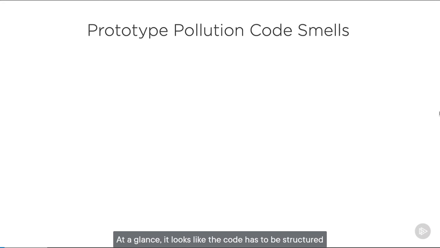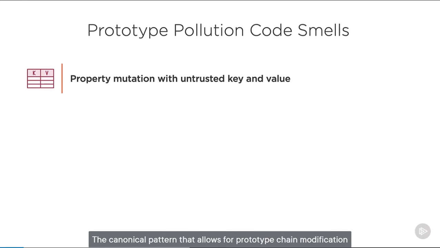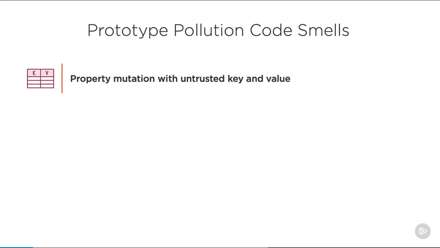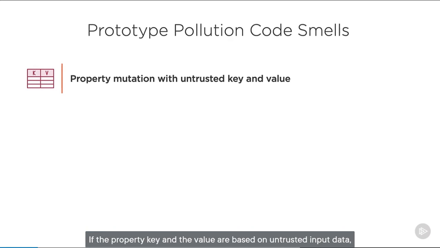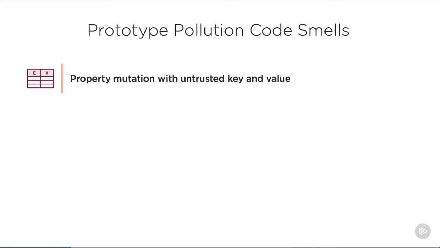At a glance, it looks like the code has to be structured in a very special way to allow attackers to take advantage of prototype pollution. The canonical pattern that allows for prototype chain modification is property mutation using the bracket notation. If the property key and the value are based on untrusted input data, the attacker can replace the prototype using the special __proto__ property or add a new property to it. Such a construct is often used under the hood in several popular JavaScript idioms and libraries.